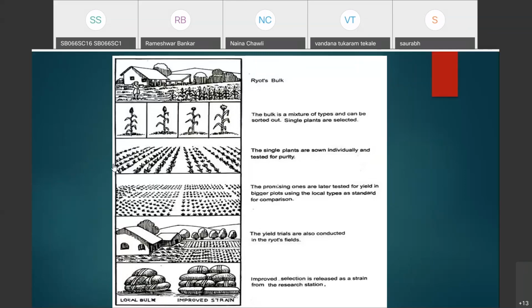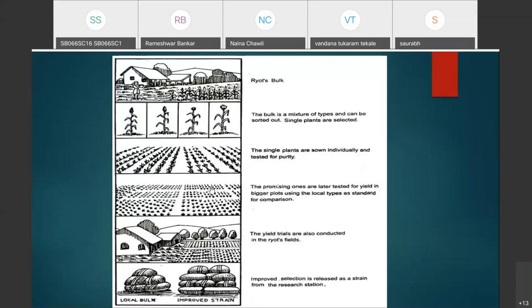Here you can see the seeds of the single plant. These are sown in a single individual row. This is one row; these are the progenies of a single plant. This is the second row; these are the progenies of the second plant. That is how their progenies are evaluated. Then here you can see the promising ones, the promising rows.